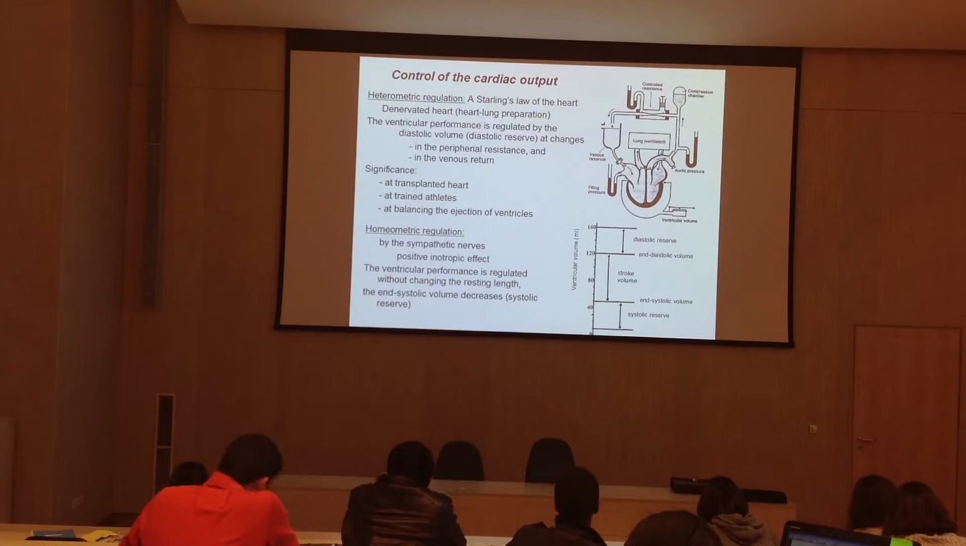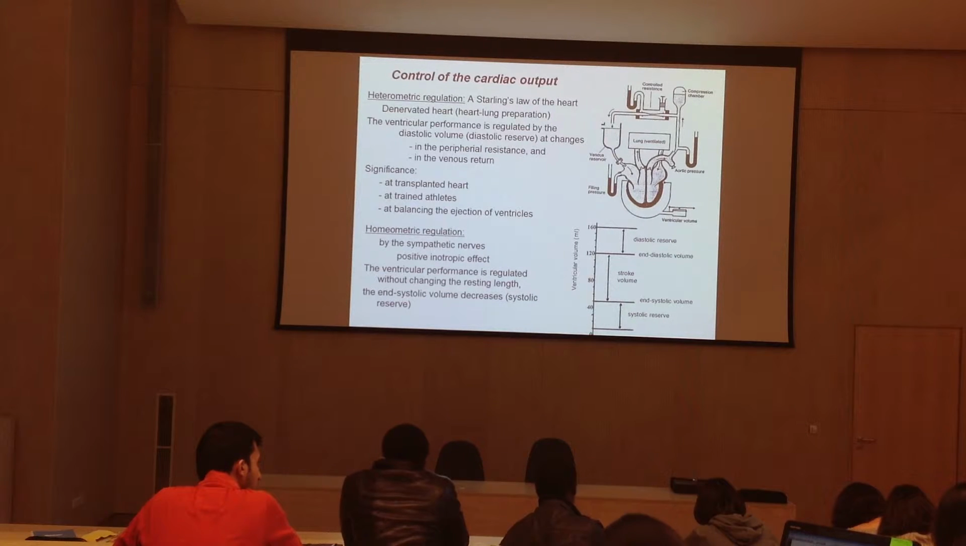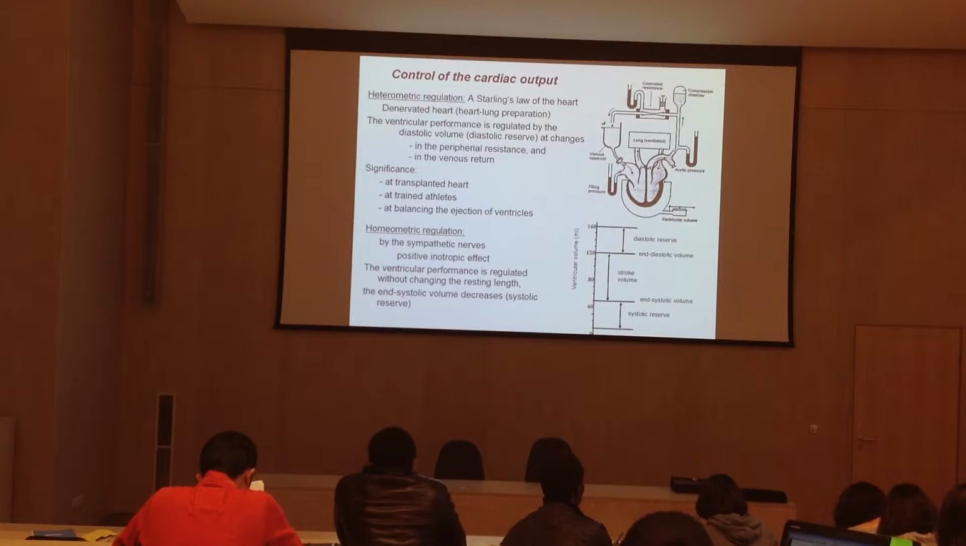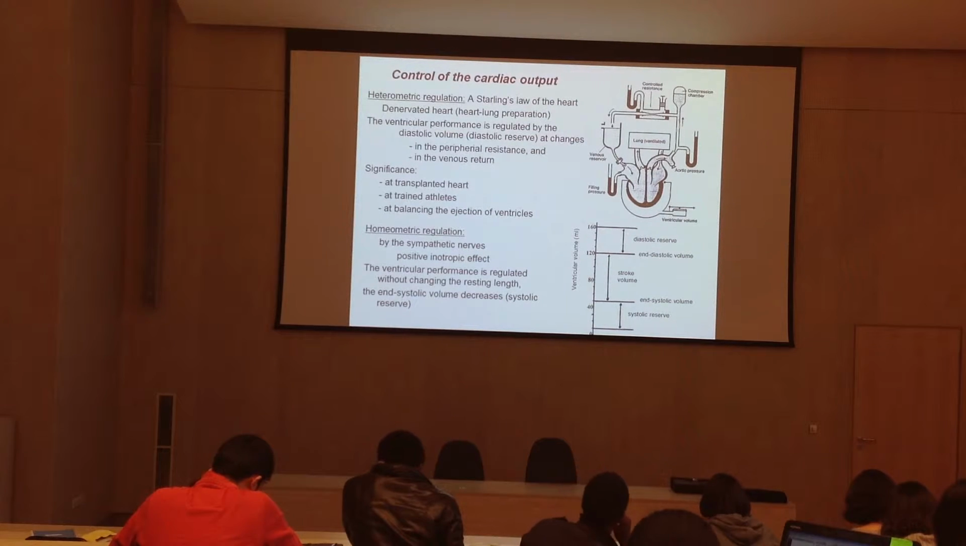This is the end systolic volume, which means that because the ejection is more complete, because the contractile force is larger, therefore the stroke volume will be larger. Of course, the venous return has to follow it. Okay, finally, there is a simple scheme which summarizes this diastolic reserve and this systolic reserve. How it works.